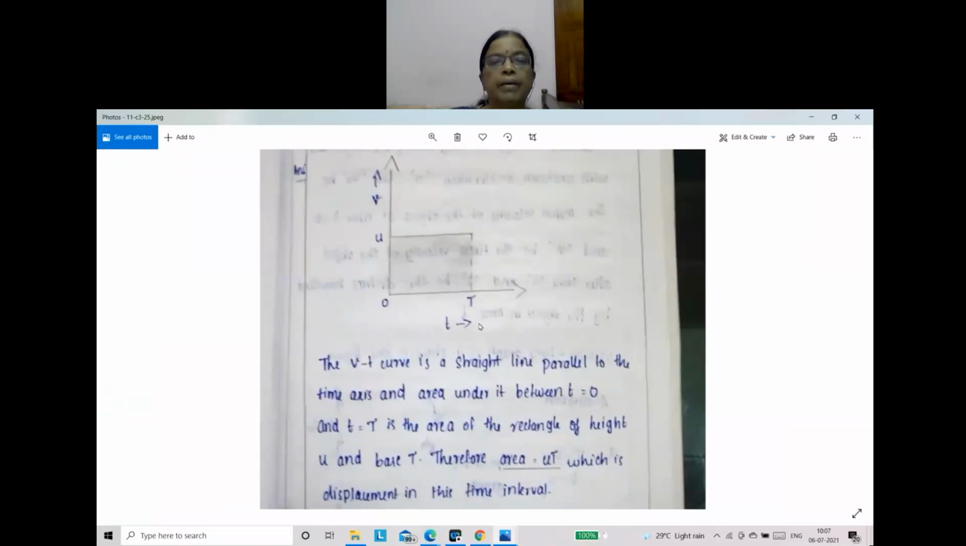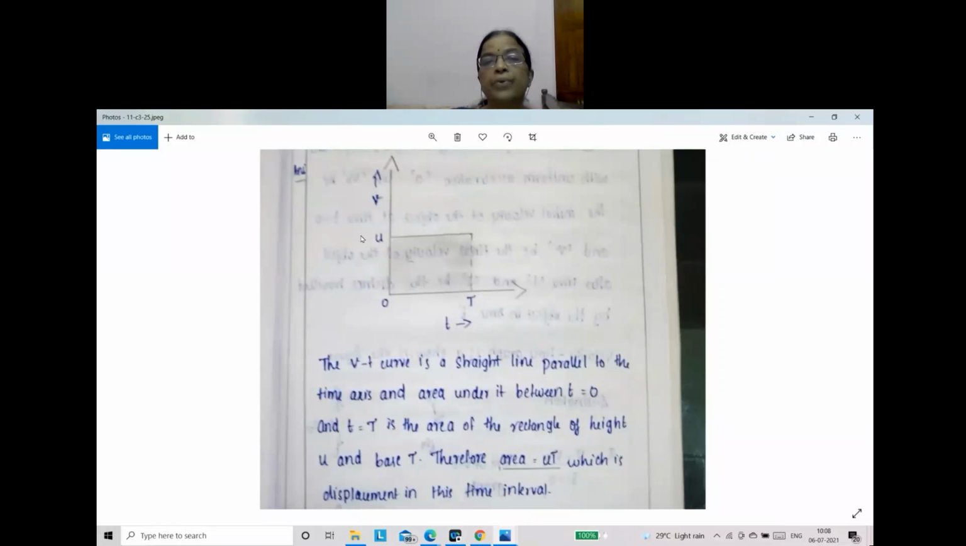So this is the velocity. You can see the velocity-time graph, velocity along the y-axis, time along the x-axis. We got a graph, a straight line parallel to the time axis. But here it starts from u. u is the velocity of the body. And as the time is changing, the velocity is found to be constant.